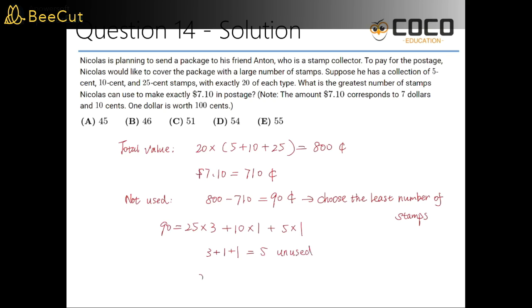And we can use the total number. Altogether, we have 60 stamps. So minus 5 means the greatest number used is 55. So the answer is E.